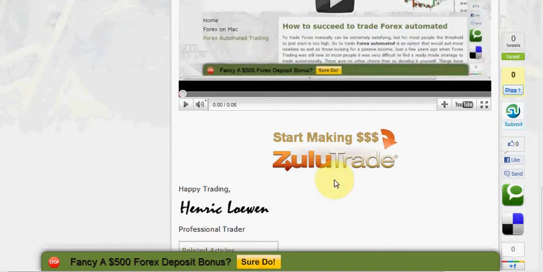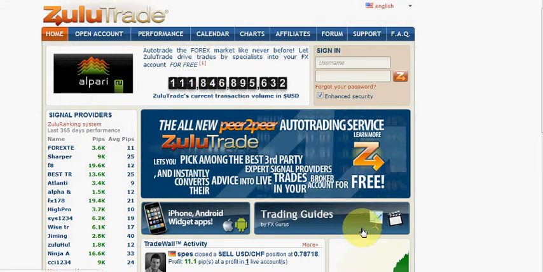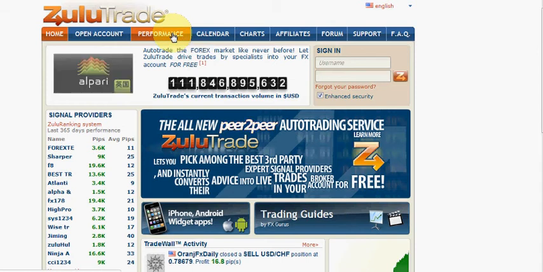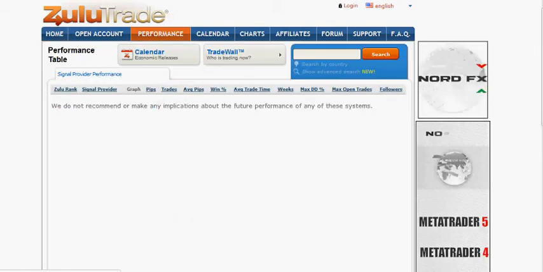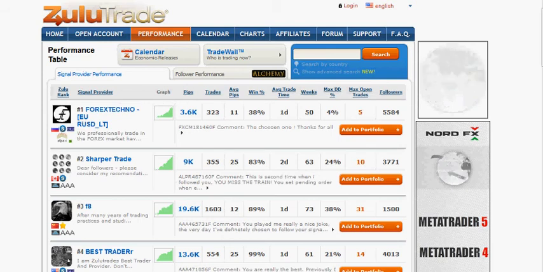First click on my link to get the ZuluTrade. In order to go to see the trading systems, click on Performance. The trading systems are sorted in descending order, so the best system according to ZuluTrade is on the top.